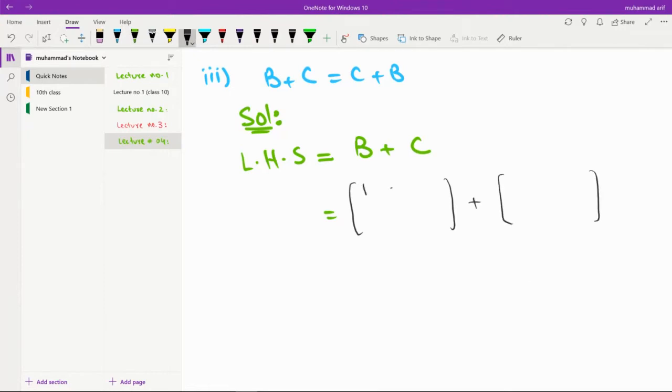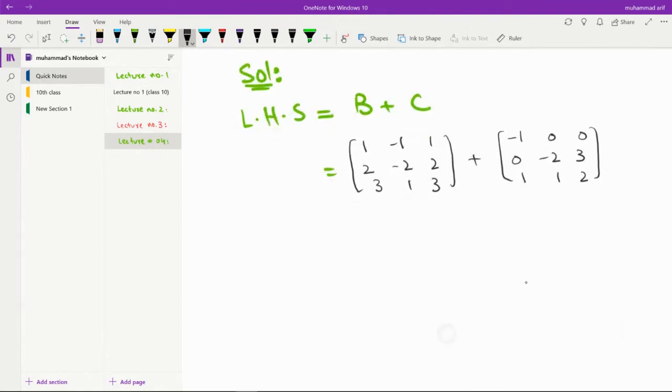Matrix B is 1, -1, 1, 2, -2, 2, 3, 1, 3. And matrix C is -1, 0, 0, 0, -2, 3, 1, 1, 2. Now add these two matrices. 1 plus into -1. Here we add the first element with the first element of the matrix, second element with the second element of the matrix, third element with the third element of the matrix.